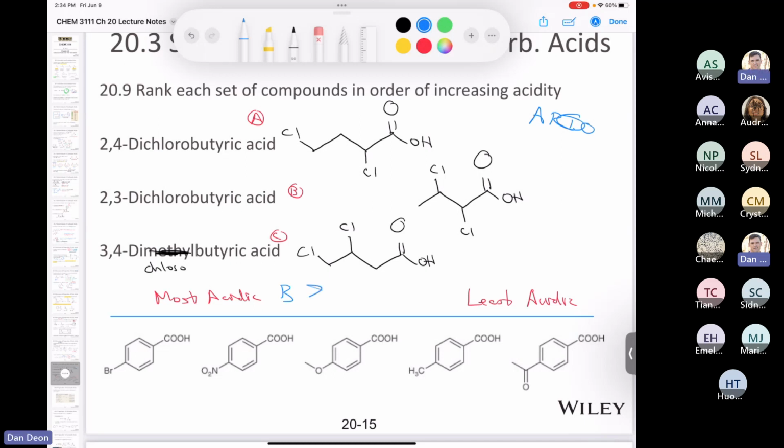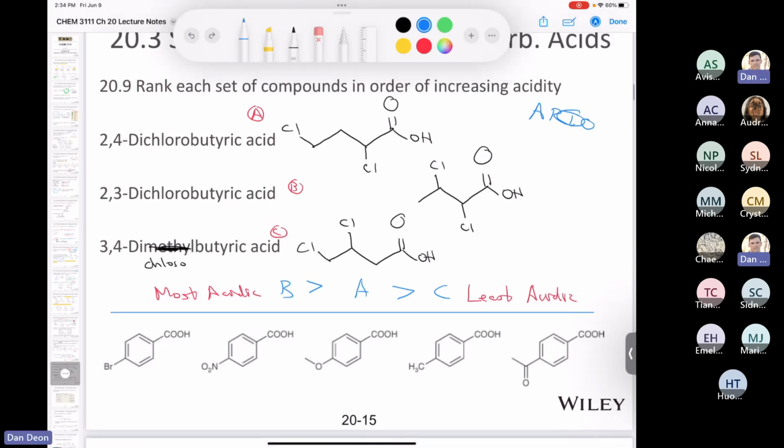Man, what's up with this? I can't make it. That's even uglier. There we go. Which one of these would be the least acidic? I'd say it would be the last one, C, right? Because the electron withdrawing groups are the furthest away. So then we'll put A somewhere here in the middle. All right. What the heck?